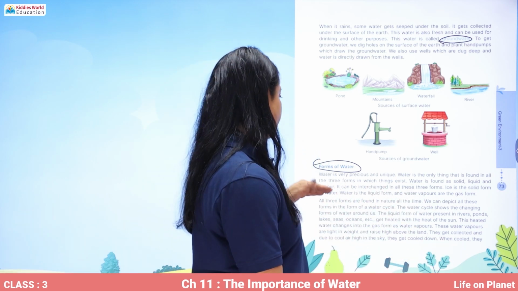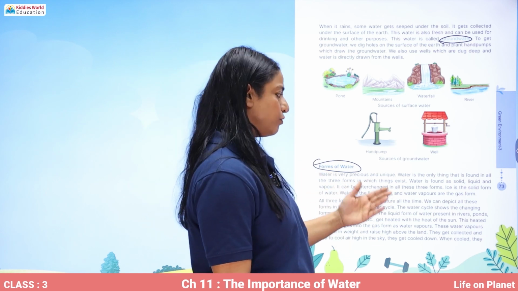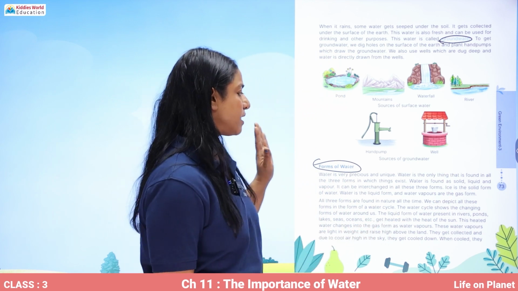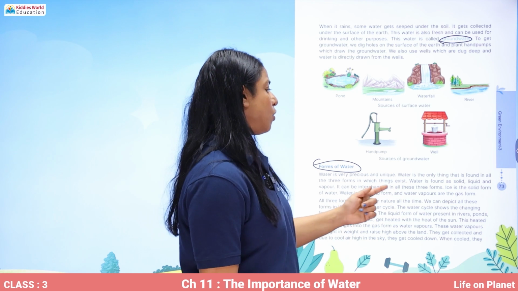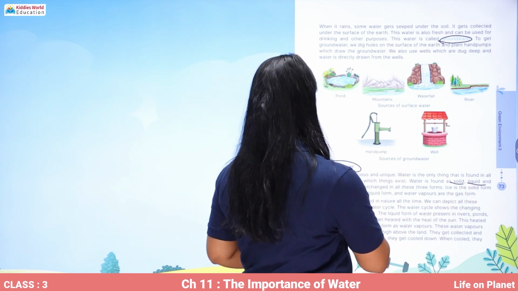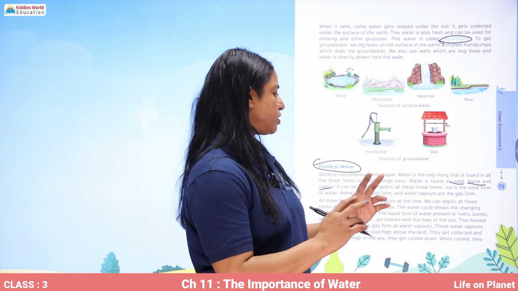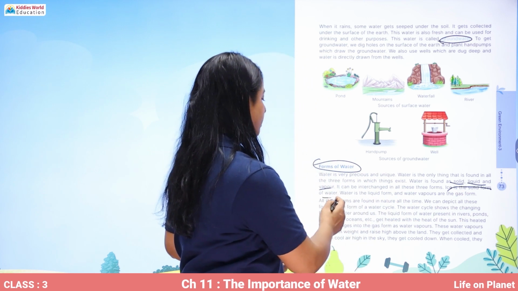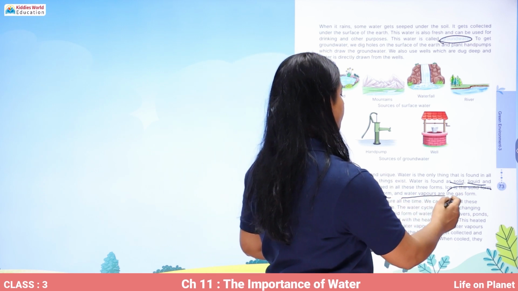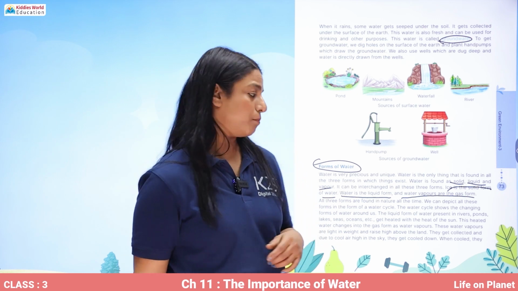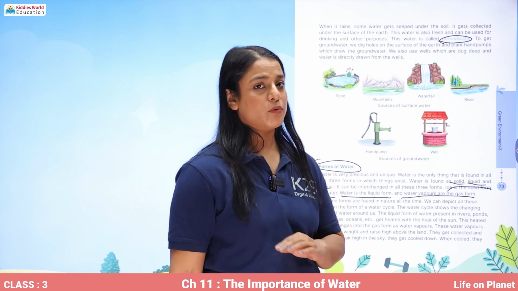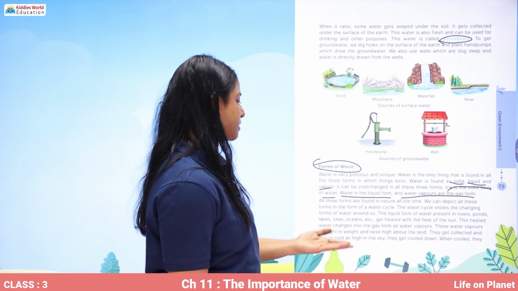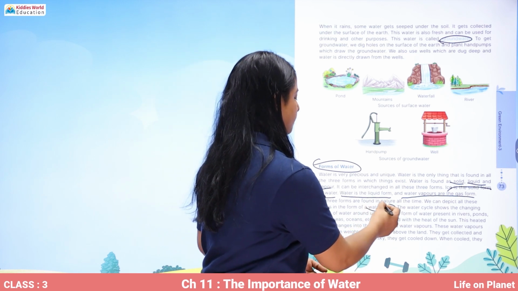Let's see how. Water is very precious and unique. Water is the only thing that is found in all the three forms in which things exist: solid, liquid and vapor. It can be interchanged in all these three forms. Ice is the solid form of water, water is the liquid form, and water vapors are the gas form. All three forms are found in nature all the time. We can depict all these forms in the form of a water cycle.